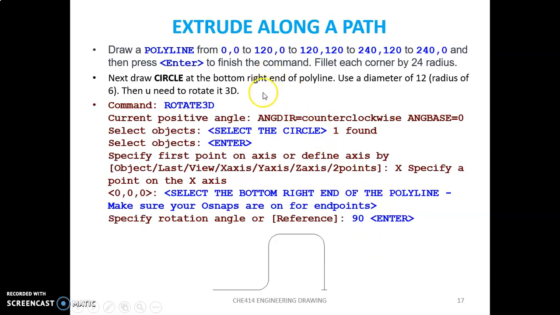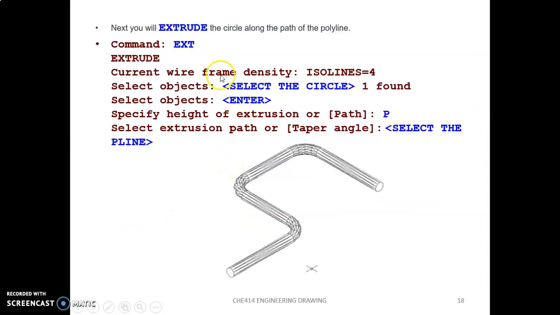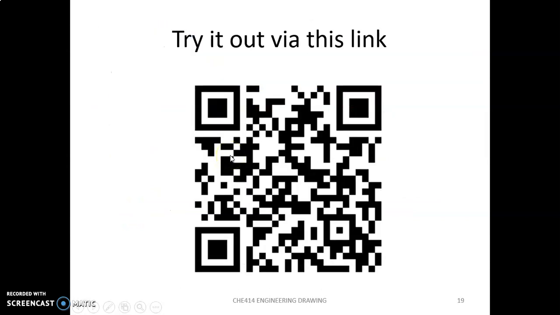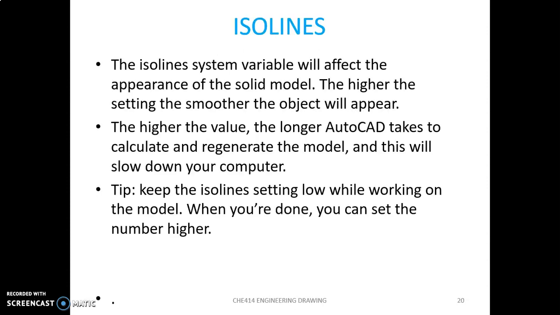So extrude along path. This is for polyline. And then you can try some of the tutorial by using this link. Okay, so try it out via this link. I'll give you some time, and then you can proceed to isolines.